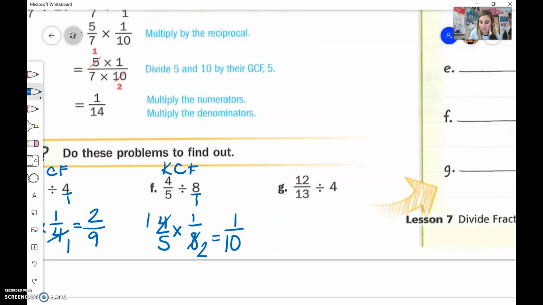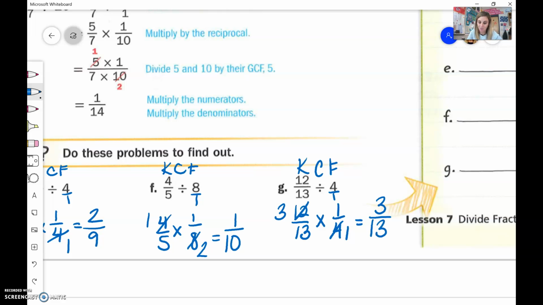Again, if this is going too fast, you need to slow down, stop, pause, take your time, look at it again. Okay, first one, keep. We're going to write that 4 over 1. Change the division to a multiplication, and flip that and find the reciprocal of 4 over 1, which is 1/4. So we're going to divide each of these by 4, 3, 1. We're going to multiply the numerators. 3 times 1 is 3. 13 times 1 is 13. Can it be simplified? Nope, they don't have a common factor. So that is it. You're done with that one.